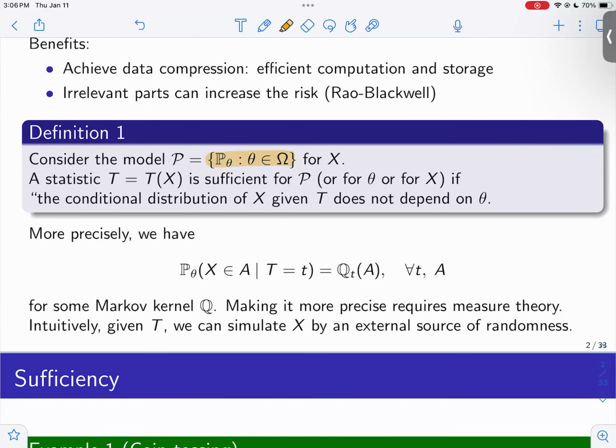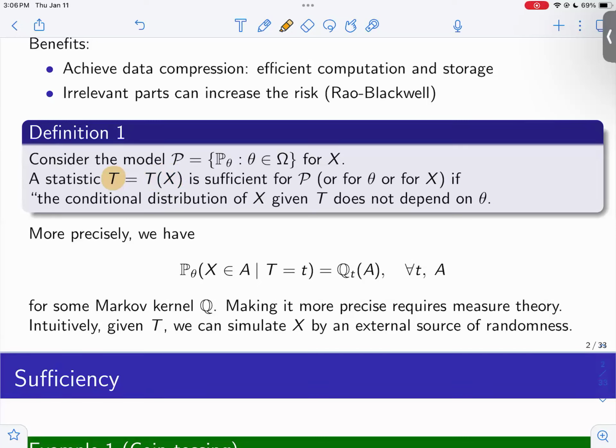It's a collection of probability distributions parameterized by theta. We look at a statistic. So a statistic is any function of the data. It doesn't depend on the parameter specifically. So I look at the function of the data, which I denote both T and T of x. It's a function, but once I apply T of x, it's just a random variable. So we view it in both ways.